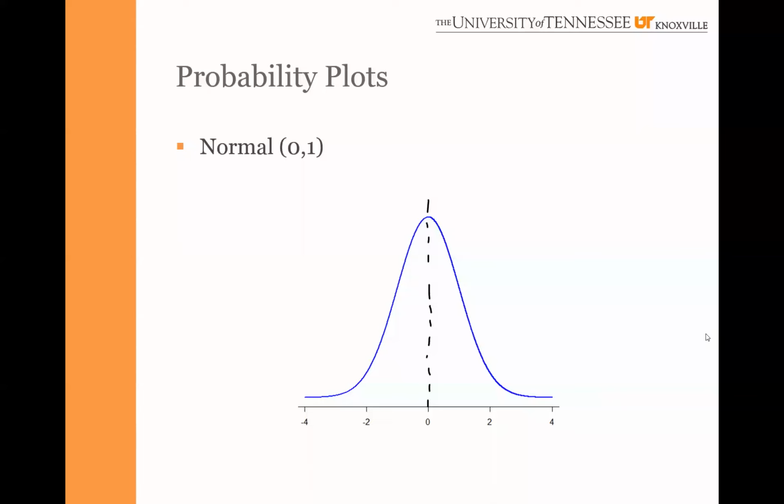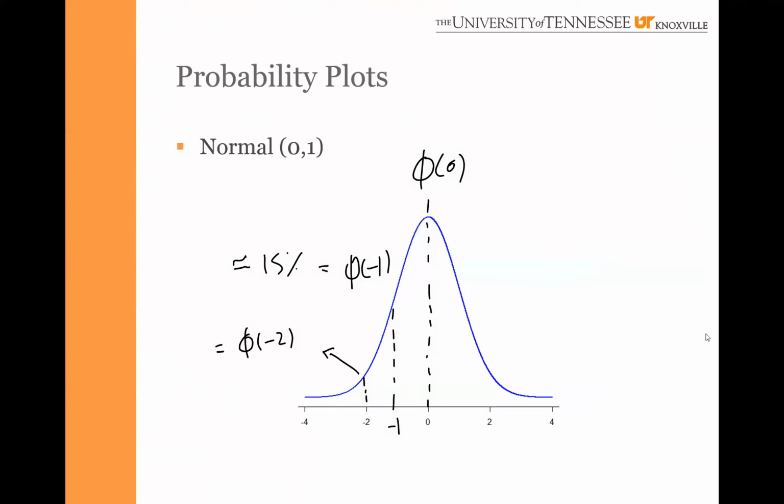50%, right? What are you looking at? Phi of zero. What proportion do you expect to fall under minus one? Phi of minus one, which is almost 15% if you calculate. What proportion do you expect to see under minus two? This one will be phi of minus two, which is approximately 2%.